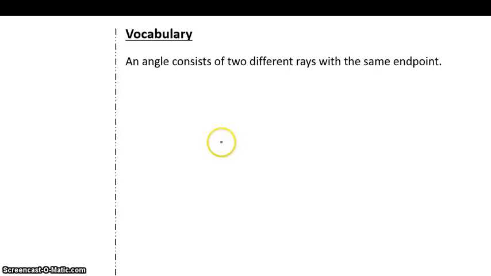Okay, so first main idea usually is vocabulary, so here's our vocabulary. We got 3 vocabulary words here. So the first one is angle. An angle consists of 2 different rays with the same endpoint.